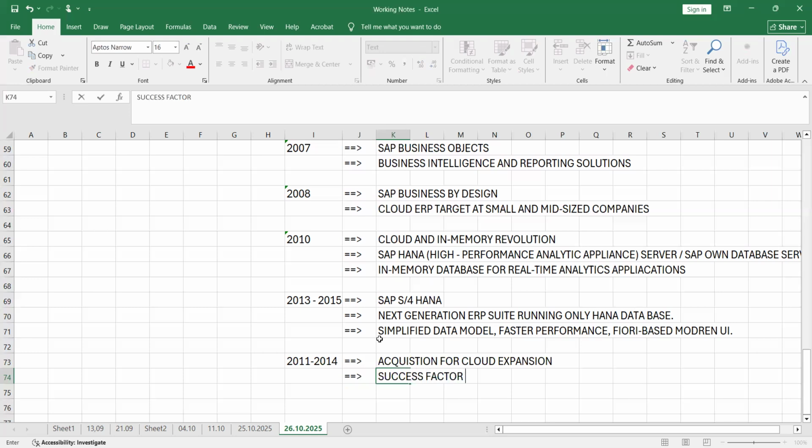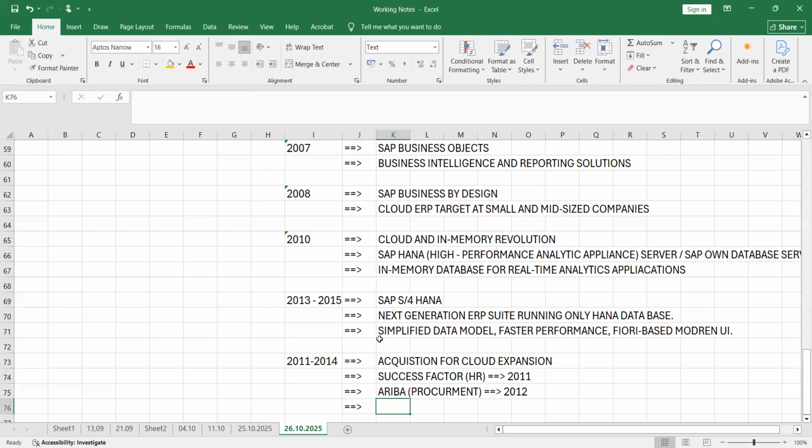Okay, SuccessFactors, third party one. SuccessFactors is for HR, in the year 2011. They have purchased SuccessFactors in the acquisition. Okay, next one, they have purchased Ariba. This is for procurement. Earlier it was third party Ariba, but SAP has purchased it in the year 2012.